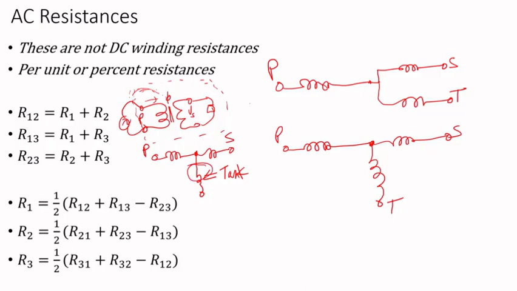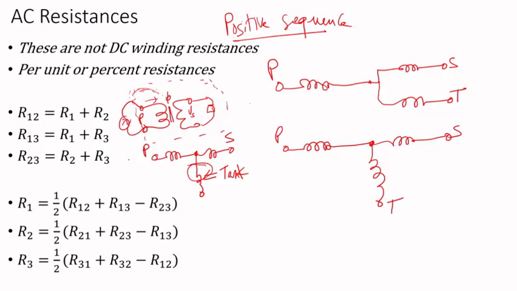But anyway, you can do tests. What I'm showing here is positive sequence impedance, because for zero sequence the test will be different. I did some other videos on how to determine the zero sequence.